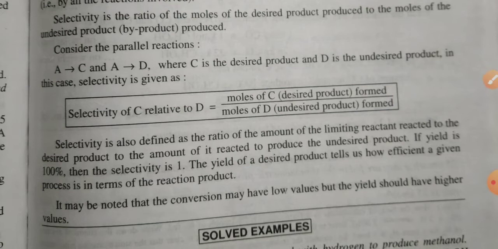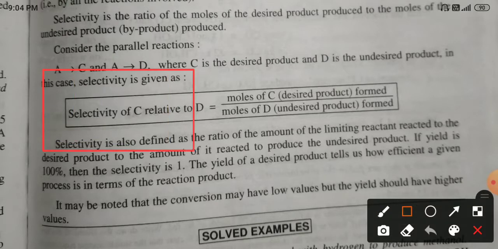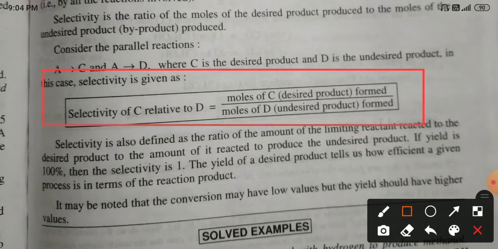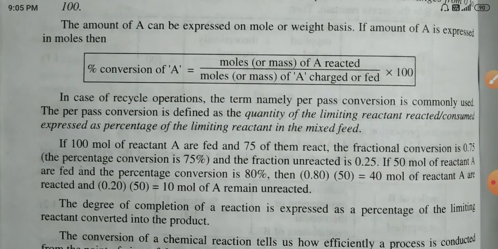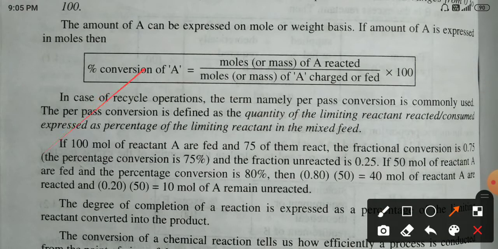Okay, and the selectivity equation is moles of C, the desired product, by moles of D, the undesired product. Last one. Okay, which topic is concluded here? Conversion, yield and selectivity, we saw three things. Again, I am doing this. Simply, these are the equations for conversion: percentage conversion of A is equal to moles of A reacted by moles of A charged to the feed. This one, the discussion part, is over.